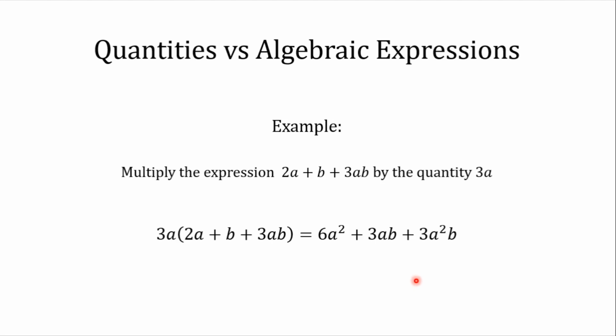Another example, if you multiply the expression 2a plus b plus 3ab by the quantity 3a, so take note, expression is this entire thing, and then quantity is just the coefficient and symbol. So multiply 3a, quantity 2a plus b plus 3ab close quantity. So that's 3a times 2a, that's 6a squared. 3a times plus b, that is positive 3ab. And then 3a times plus 3ab, that's plus 3a squared b.